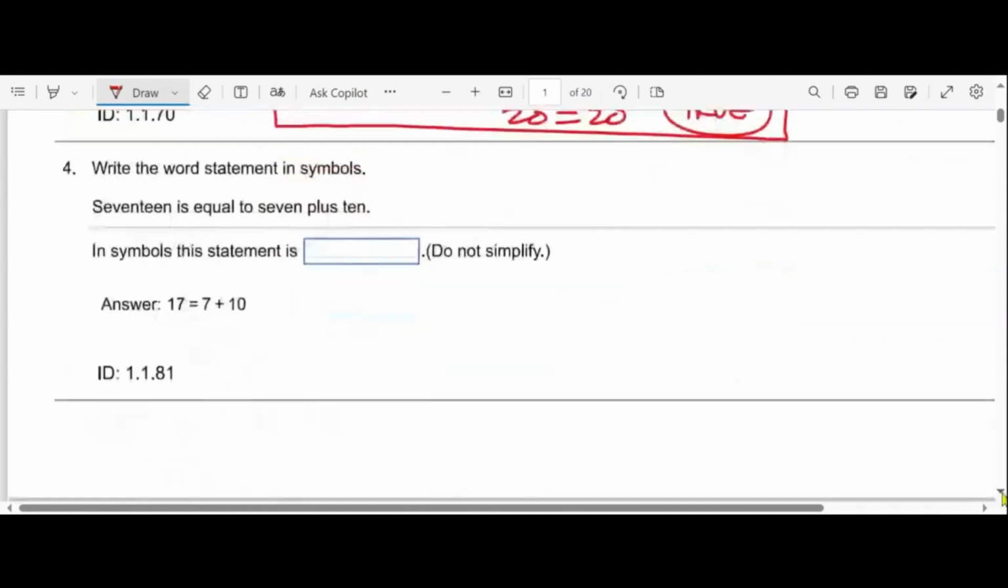Yeah, Badr, next one. Write the word statement in symbols. 17 is equal to 7 plus 10. Easy as easy?